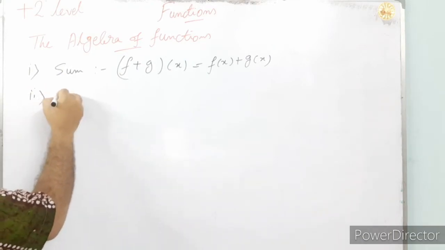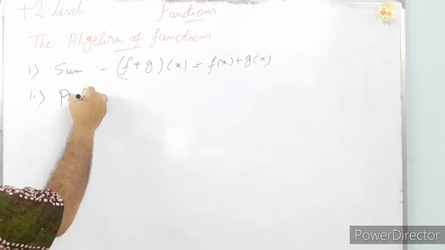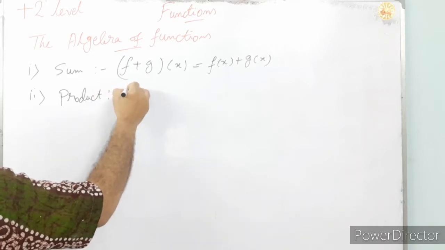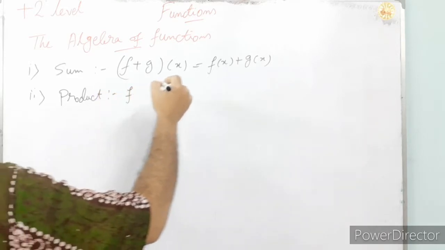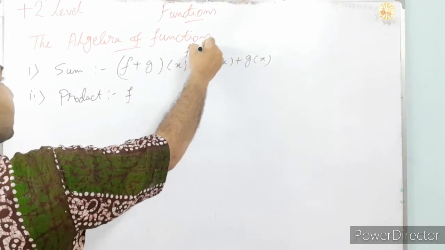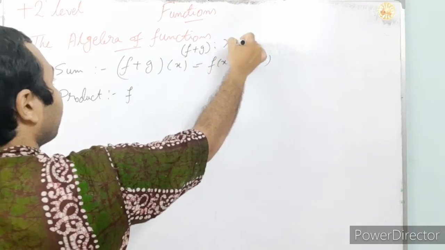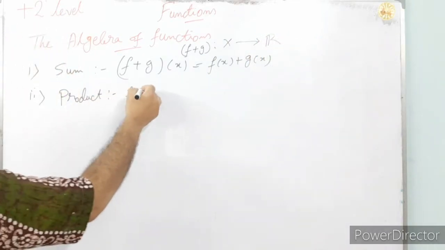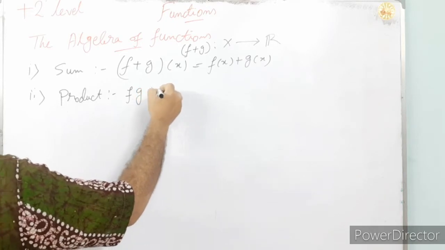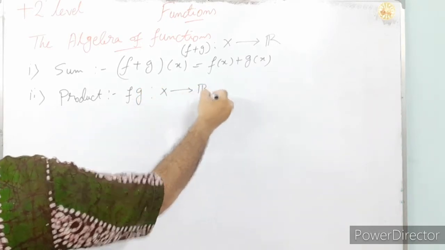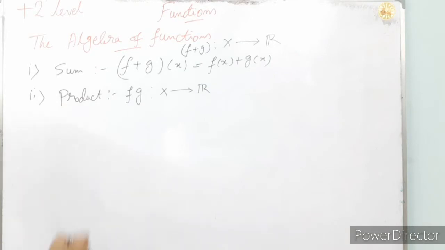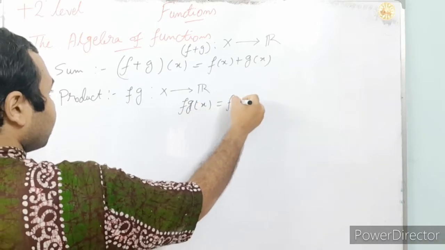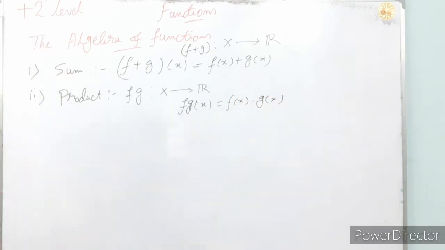Now number 2, product. Product of the functions. Actually here this is f plus g, and this function is defined from a set X to the real number set. Here also the function fg is defined from a set X to the real number set. So from here (fg)(x) equals f(x) into g(x).